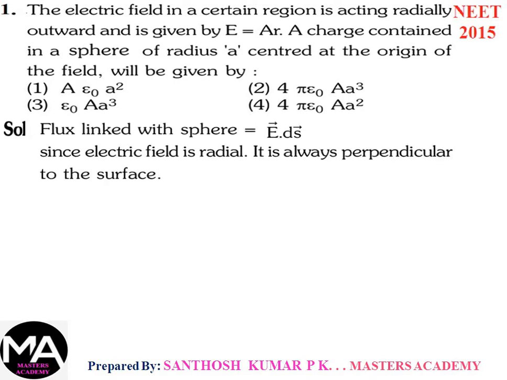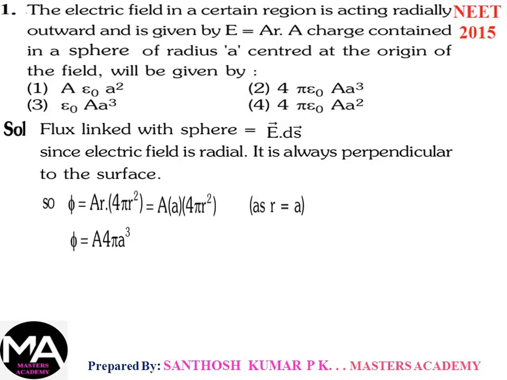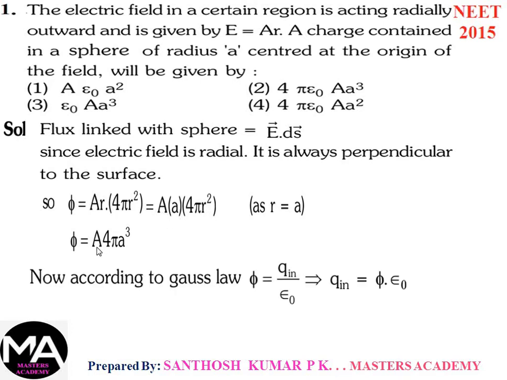So the flux linked with the sphere is given by the integral of E into ds. Since it is a sphere, the electric field is radial and it is always perpendicular to the surface. Therefore, the electric flux is given by electric field E, which is A into r, into ds, area is 4 pi r square. So the radius is given as a. So A into 4 pi r square. Therefore, it is A into 4 pi a cube.